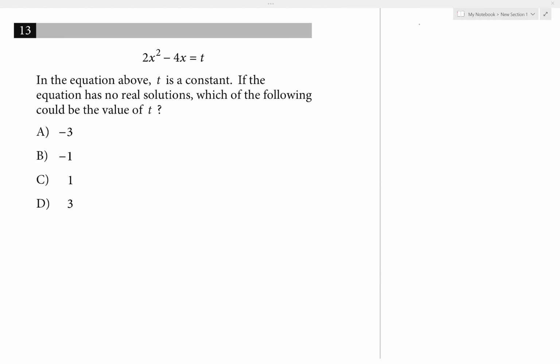All right, number 13. We have 2x squared minus 4x equal to t. It says in the equation above, t is a constant. The equation has no real solutions. Which of the following could be the value of t? All right. So for this question, we're working with a quadratic equation.